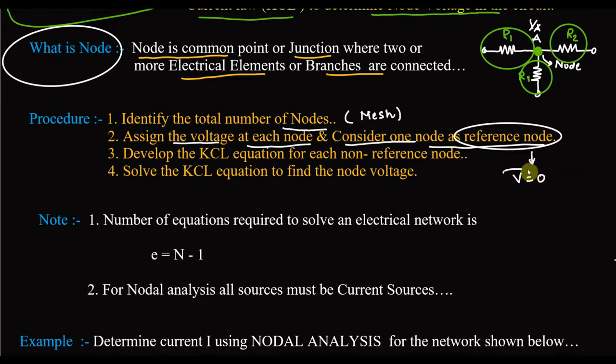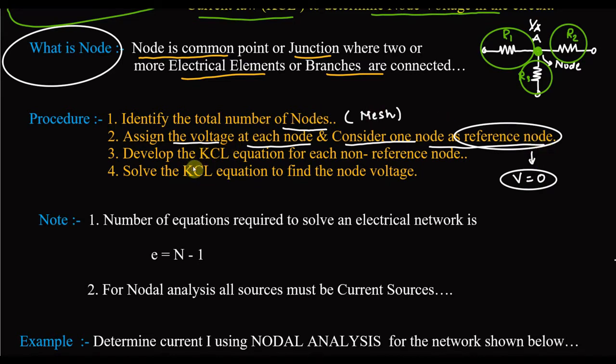Okay, so what is the reference node? A node where the voltage is equal to 0. So if there are three nodes, one node is taken as a reference node and the remaining two are called non-reference nodes. And what is the reference node? A node where the voltage is equal to 0, that is called the reference node.